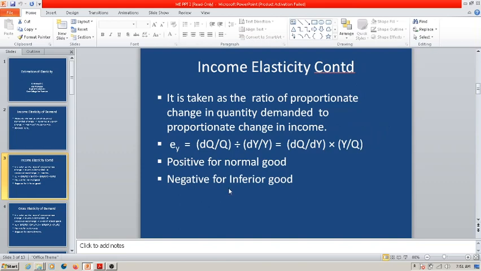Here we are not going on to any problems. In a similar pattern as in the case of price elasticity of demand, if a function is given where quantity demanded is expressed as a function of income, you can calculate income elasticity using this expression: dQ by dY multiplied by Y by Q.